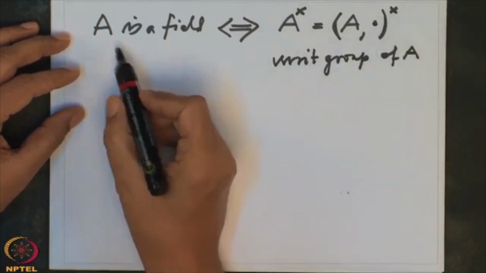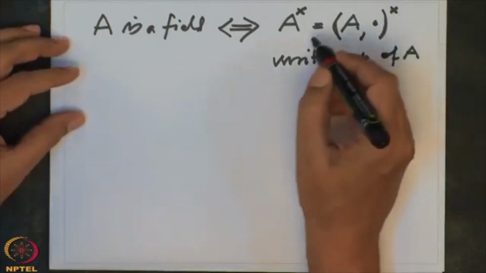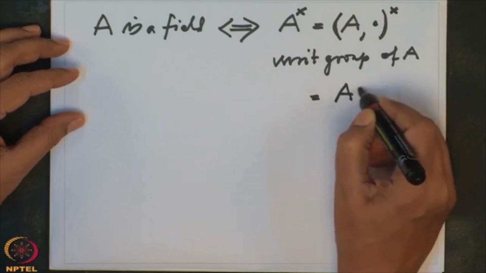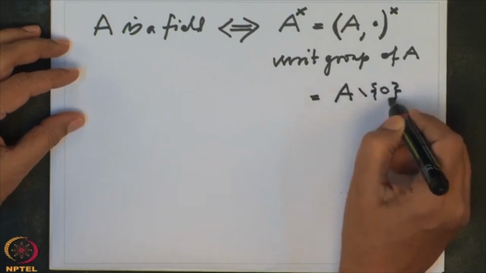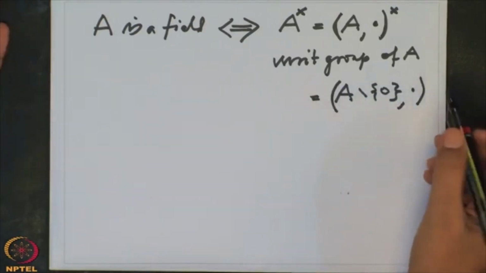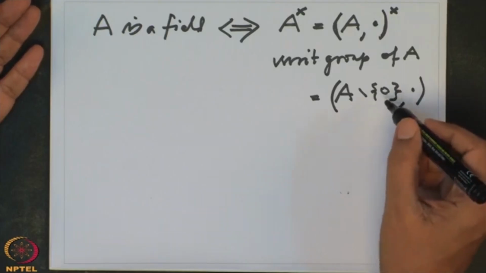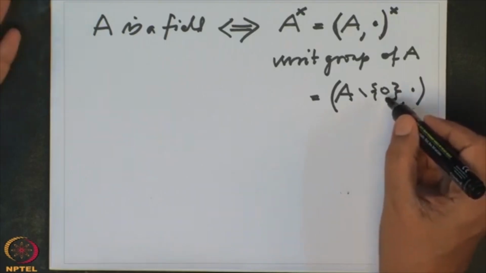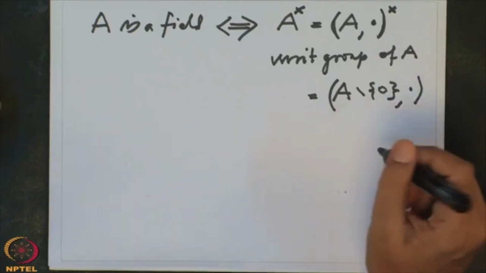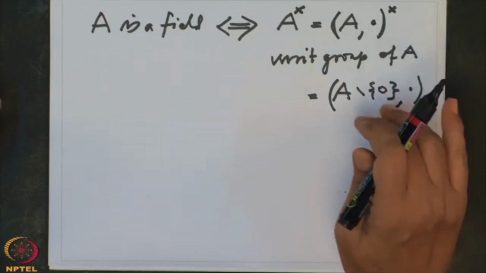So, when it is a field, this unit group is the maximum possible. That means this one has to be equal to all non-zero elements. Then only it is a field, because this means that every non-zero element is invertible. And remember that you cannot hope to have an inverse of 0. 0 is the additive identity, so you cannot hope to have an inverse. So these are the maximum possible.